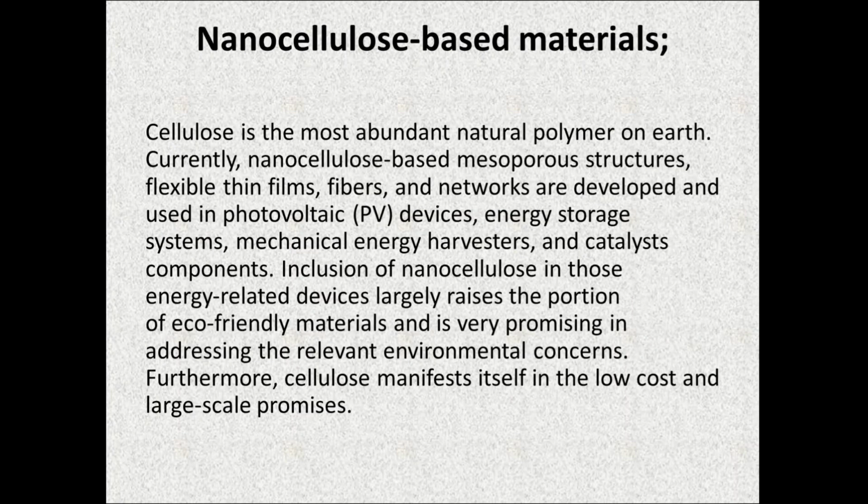Nanocellulose-based materials. Cellulose is the most abundant natural polymer on Earth. Currently, nanocellulose-based mesoporous structures, flexible thin films, fibers, and networks are developed and used in photovoltaic devices, energy storage systems, mechanical energy harvesters, and catalytic components. Inclusion of nanocellulose in those energy-related devices largely raises the portion of eco-friendly materials and is very promising in addressing the relevant environmental concerns. Furthermore, cellulose offers the promise of low cost and large scale.